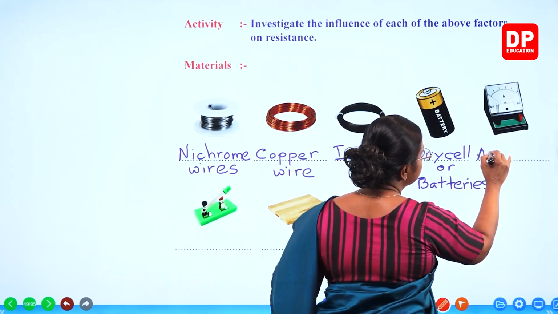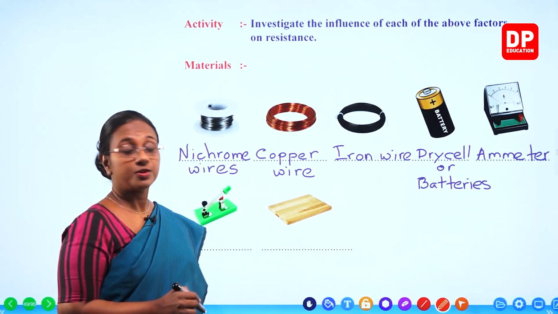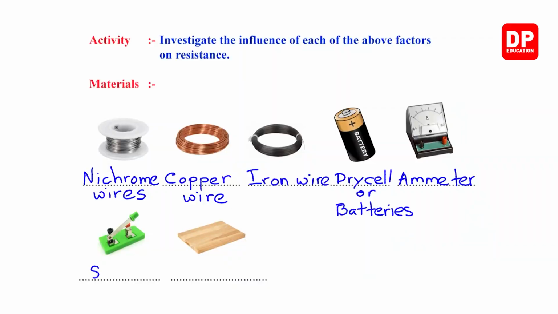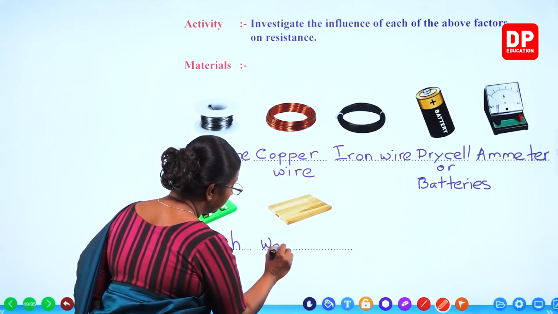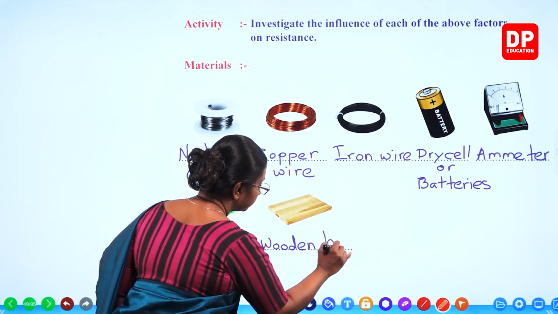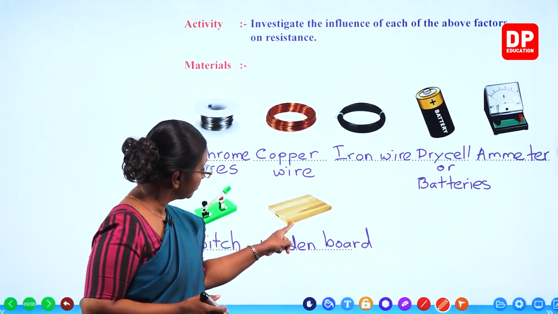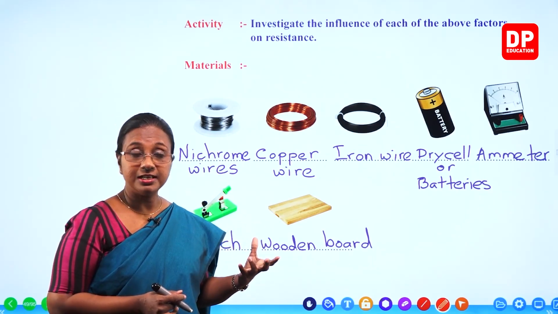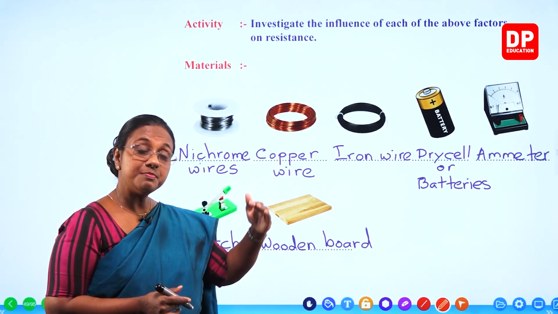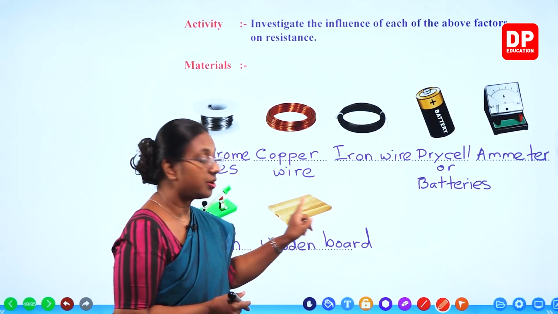Then we need an ammeter. Now you all know the function of an ammeter, to measure the current flow across the conductor. Then we need a switch to turn on and off the circuit, and also we need a wooden board. What we will be doing is fixing a conductor to the side of the wooden board. Then like I said, we'll be using different thicknesses and different lengths of all these three conductors combined together. Combined in the sense that, one after the other, we will attach those conductors onto this board.